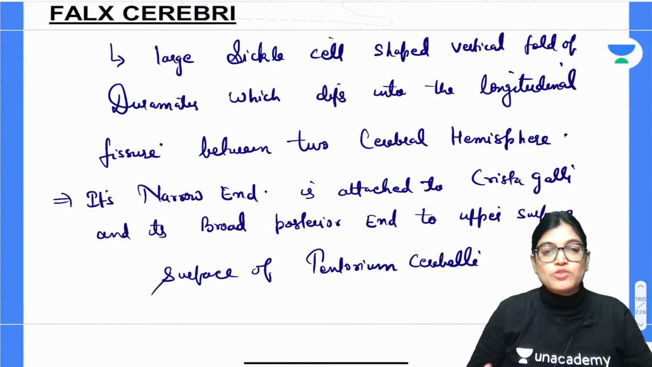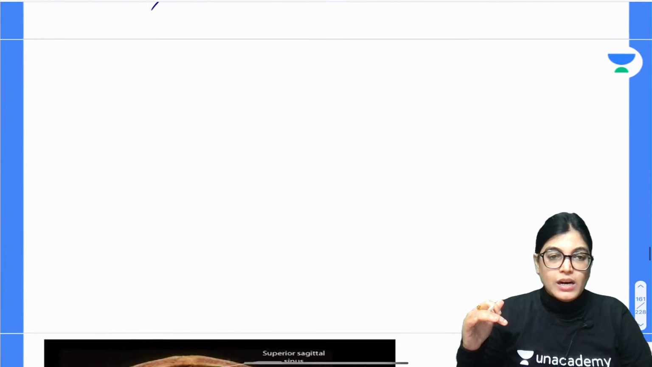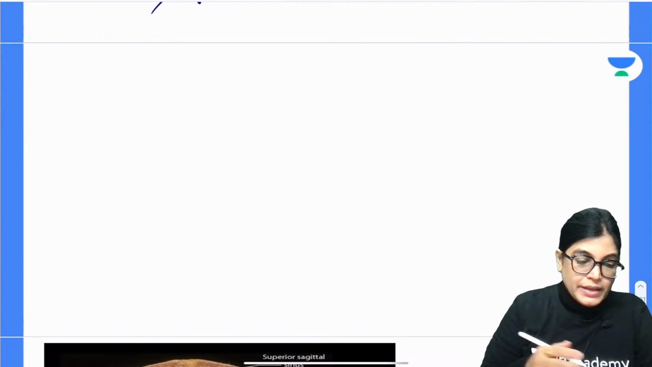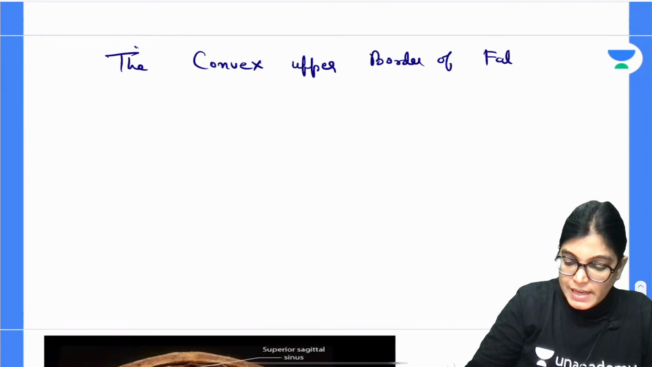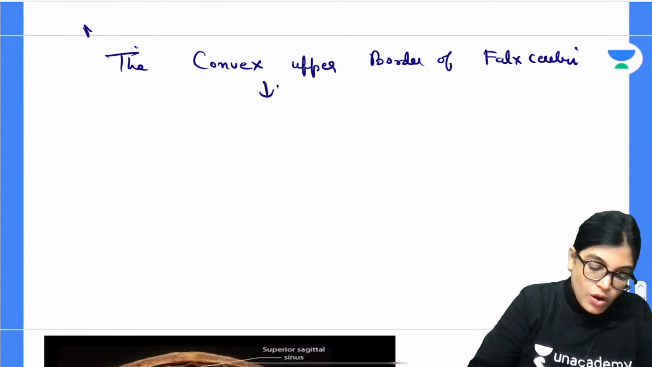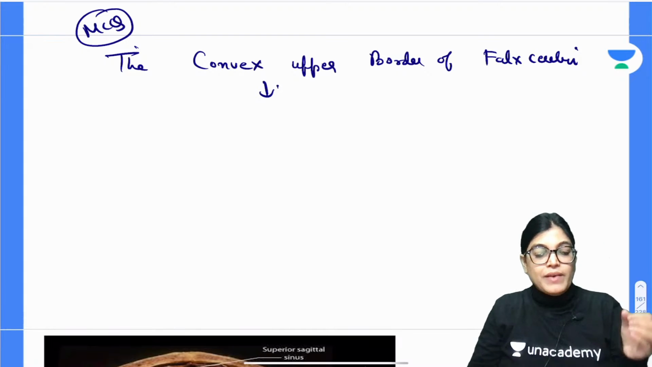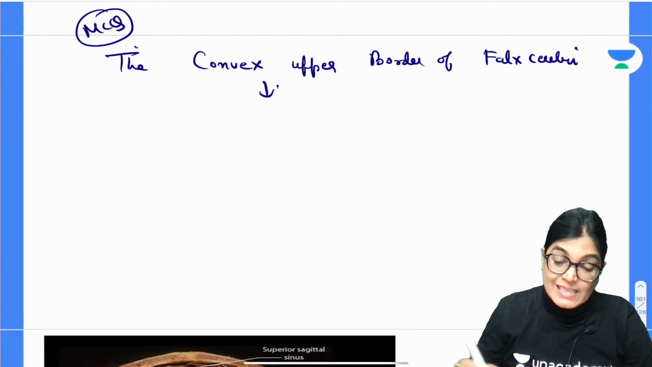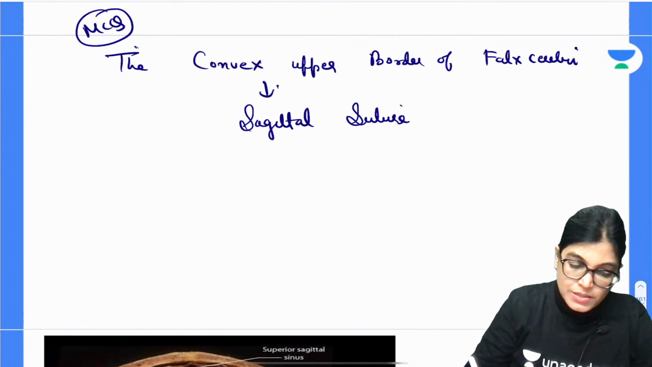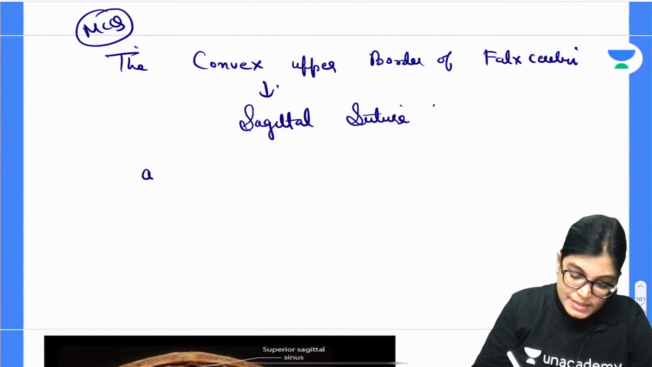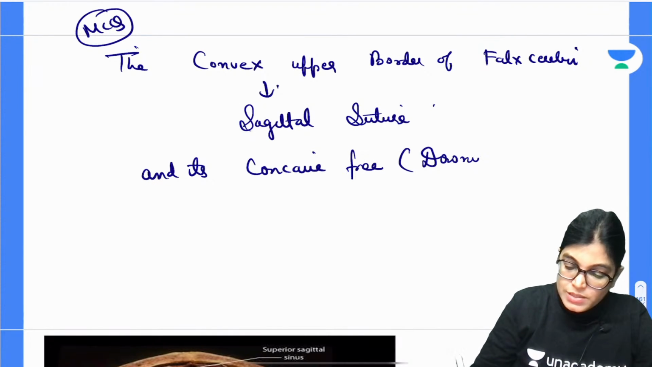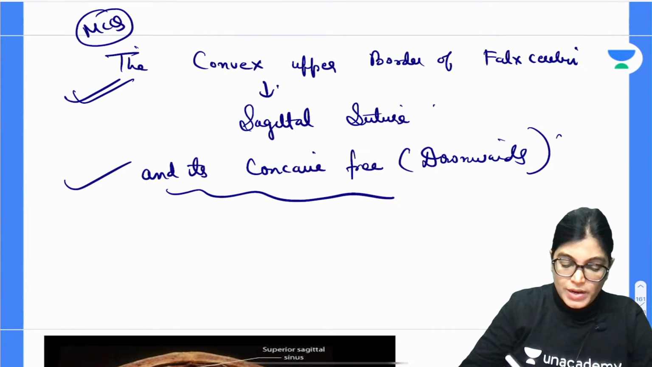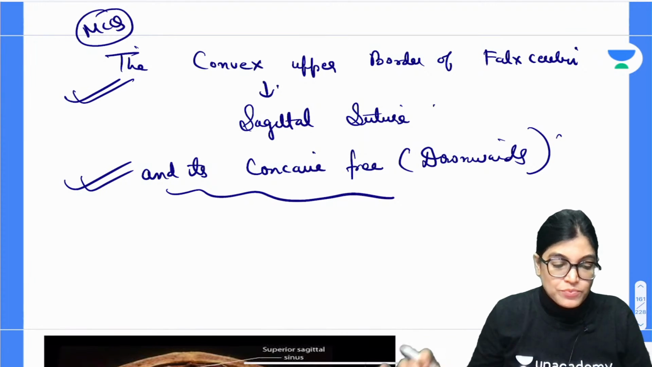So this is the attachment. If you see the superior view of the falx cerebri, its convex upper border is attached. When I am talking about the convex upper border of the falx cerebri, where it is attached, my dear aspirants, all these points which I am writing are very, very important for you. Its convex upper border is attached to the sagittal suture margins, and its concave inferior border, the concave free border, is lying downwards. It is free, it is not attached. So two borders are there: one is the upper convex border which is attached to the sagittal suture, and the lower is the concave free border.